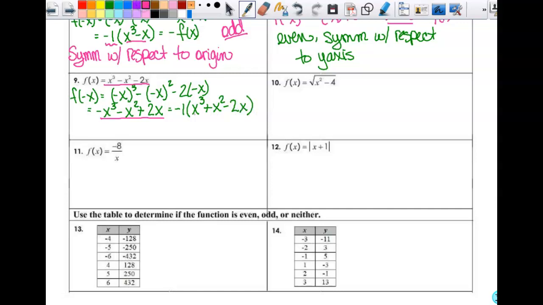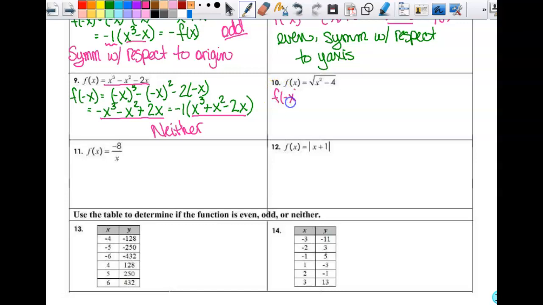Then I look at this again. This still doesn't match that. Because if it did, then this would be negative f of x, but it doesn't. So that means it doesn't equal either one, and this answer is neither. It's not even or odd. Okay, why don't you pause and do 10, then look at it, then pause and do 11, then pause and do 12.